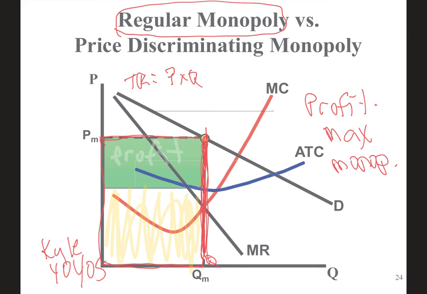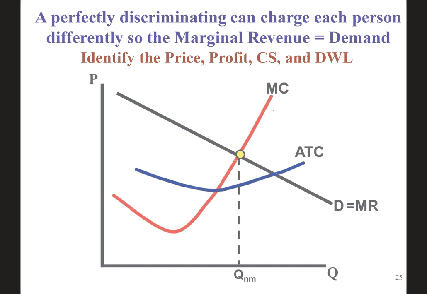They're not efficient, right? They're not allocatively efficient. They do tend to generate decent revenues, but we'll see the revenues are even increased in a perfect price discriminating model. If we look at the perfect price discriminating model, we can notice a few things.